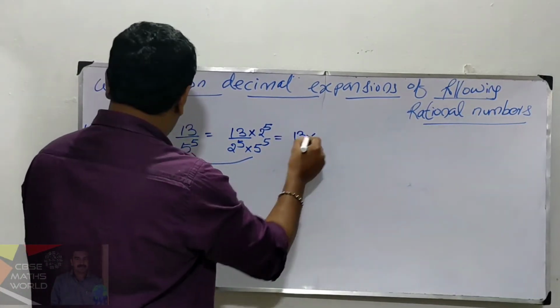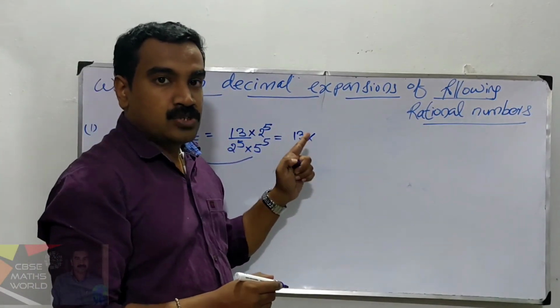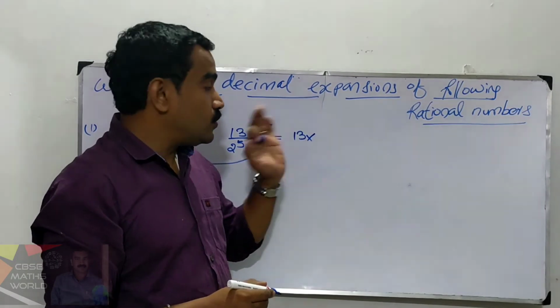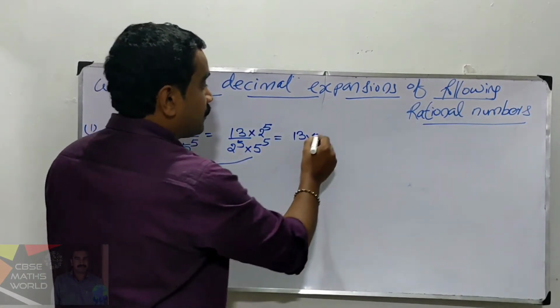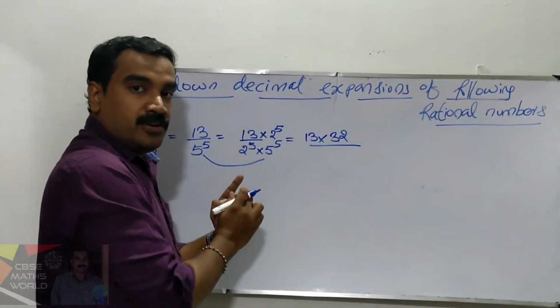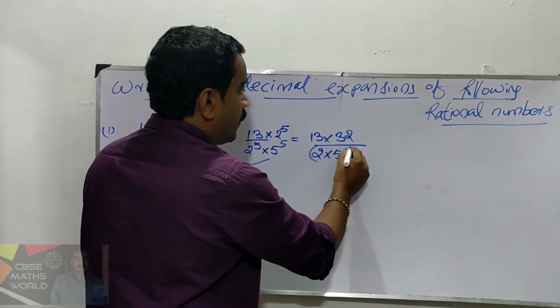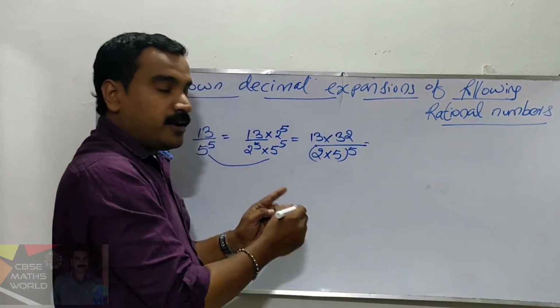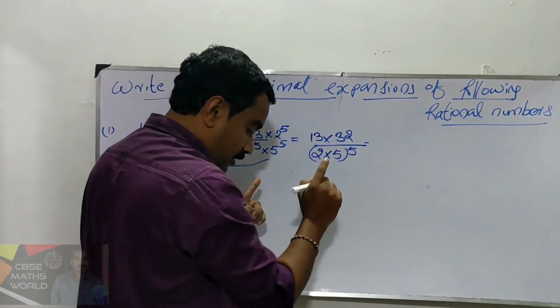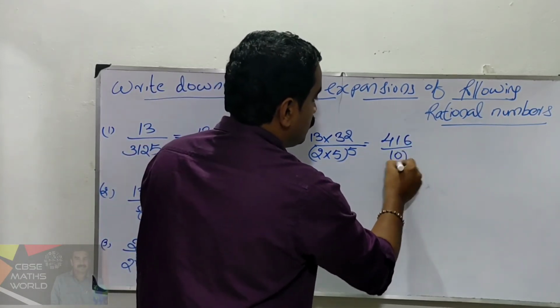That is 13 by, what is 2 raised to 5 into 2 raised to 5? What is 2 raised to 5? 2 raised to 5 is 2 into 2 into 2 into 2 into 2, 5 times. So what is 2 raised to 5? 2 raised to 5 is 32. Divided by 2 raised to 5 into 5 raised to 5, you can write 2 into 5 all raised to 5. What is 2 into 5 all raised to 5? 10 raised to 5. That is 13 into 32. What is 13 into 32? 416 by 10 raised to 5.